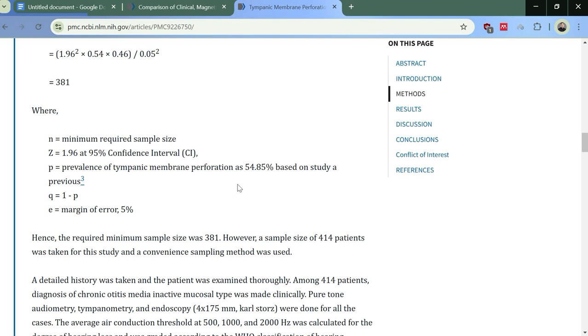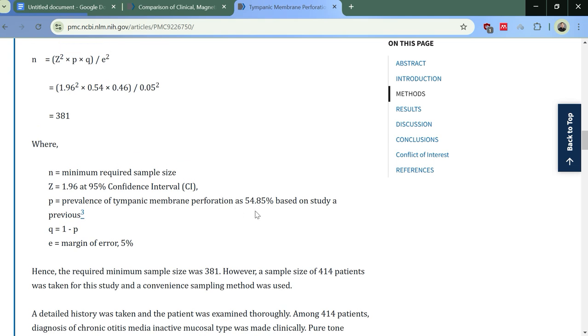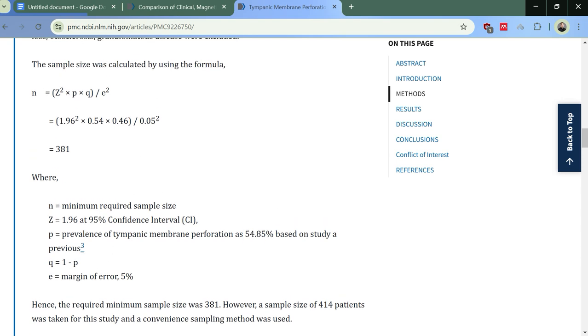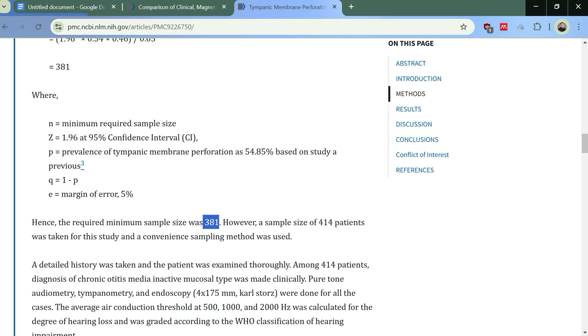I have taken this from an Indian study, because I couldn't find similar cases in our Nepal. You can do it that way. If you can find a similar study in your own country, you should take the prevalence value from that study. If not available, you can take it from a neighboring country. The prevalence of tympanic membrane perforation in the Indian study was 54.85%. So I took it as this, and Q stands for 1 minus P, which is 0.46, and I took the margin of error as 5%. The sample size came out as 381.